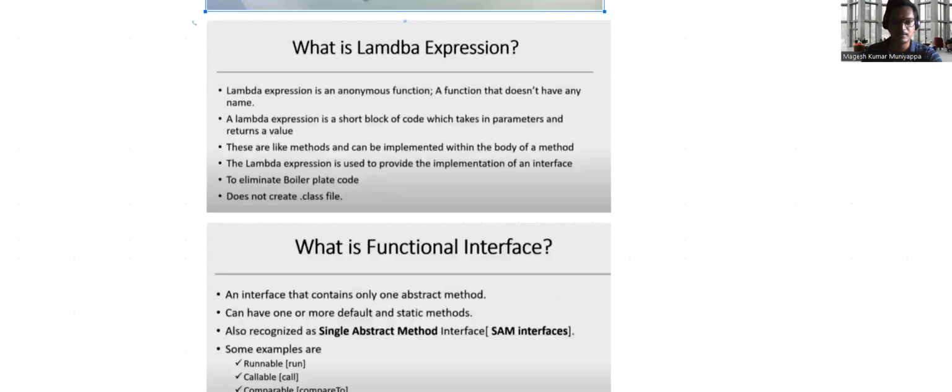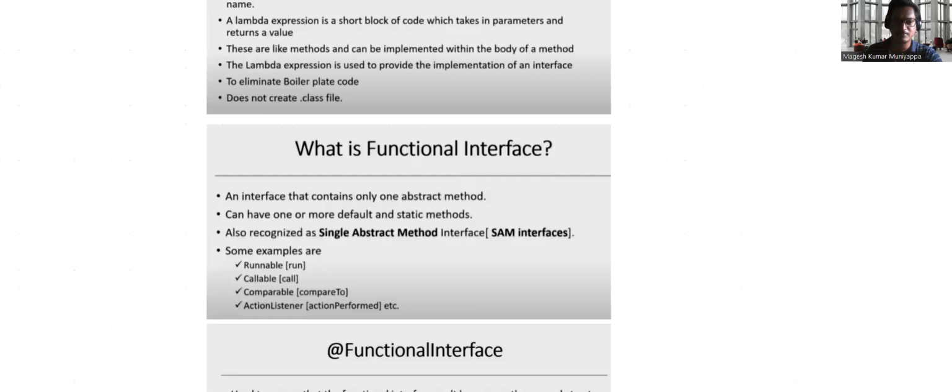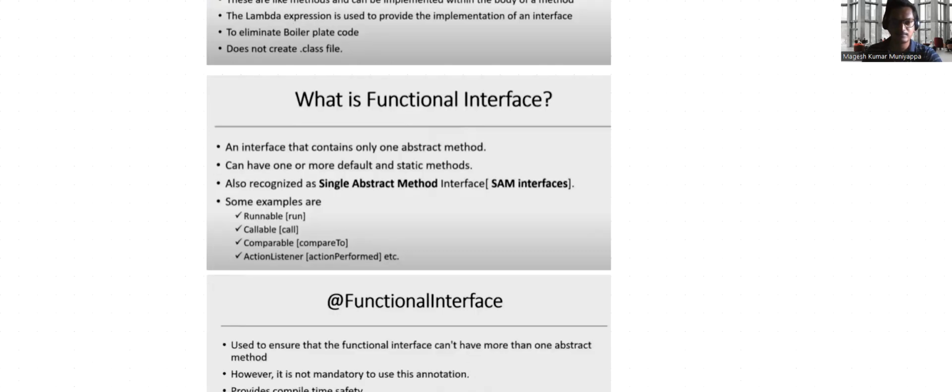And functional interface. So what is a functional interface? Basically, a functional interface is an interface that contains only one abstract method, and can have one or more default and static methods. It is also recognized as a single abstract method interface, SAM. Only one abstract method should be there. Java already has some predefined functional interfaces called Runnable, Callable, Comparable, and ActionListener.